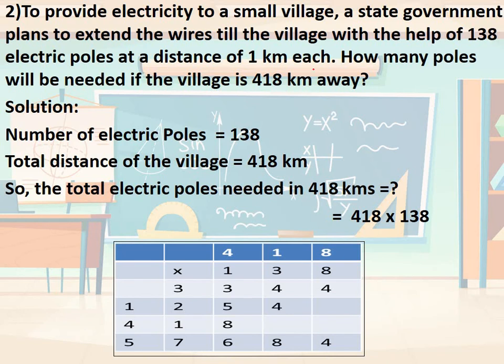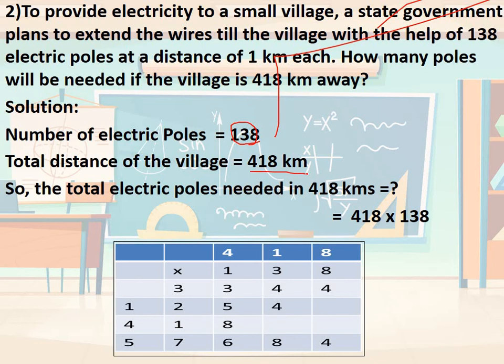Okay. Next question, to provide electricity to small villages, the state government plans to extend the wires till the village with the help of 138 electric poles at a distance of 1 kilometer each. How many poles will be needed if the village is 418 kilometers away? Okay, what you have to do? You have to calculate the number of electric poles, that is 138. Okay, then total distance of the village, that is 418 kilometers.